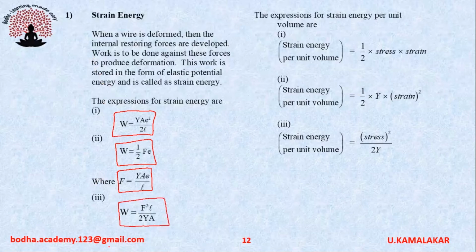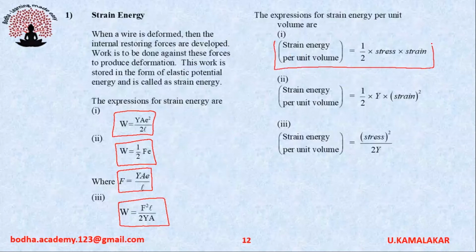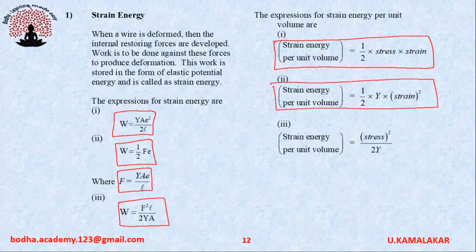The expressions for strain energy per unit volume are: first one, strain energy per unit volume is equal to half into stress into strain. Second one, strain energy per unit volume is equal to half into Y into strain squared. Third one, strain energy per unit volume is equal to stress squared by 2Y.